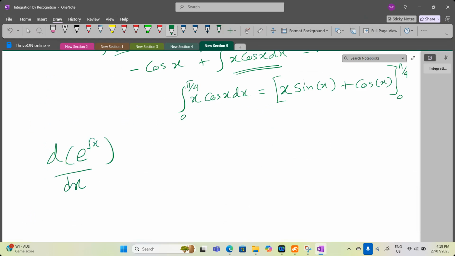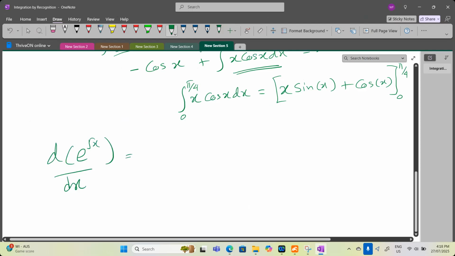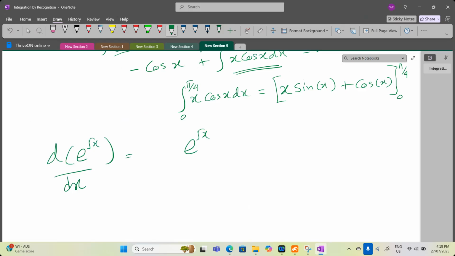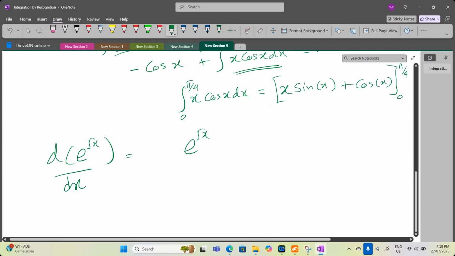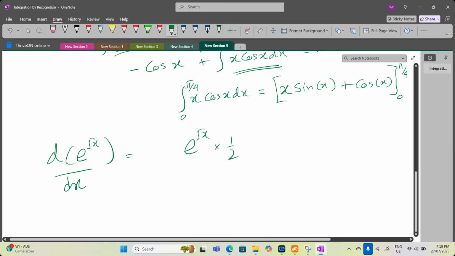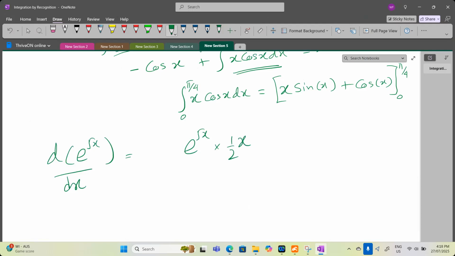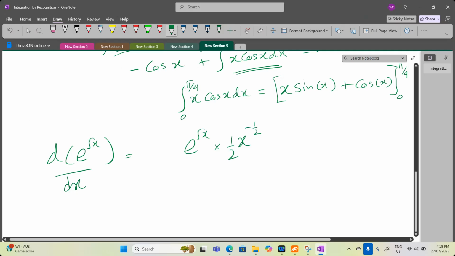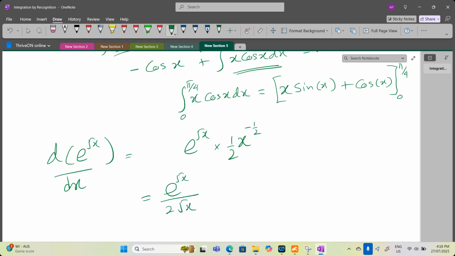When you differentiate e to the root x, e to the anything is the same, so e to the root x. The chain rule must be applied. That means you have to multiply this by the derivative of the square root of x. Square root of x is x to the half, and its derivative is half x to the negative half. So it's a chain rule: e to the root x times half x to the negative half. x to the negative half is 1 over root x.